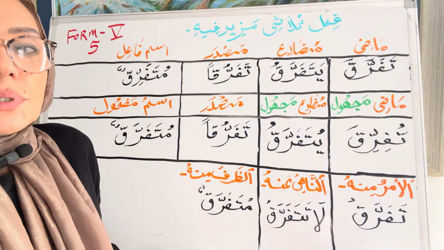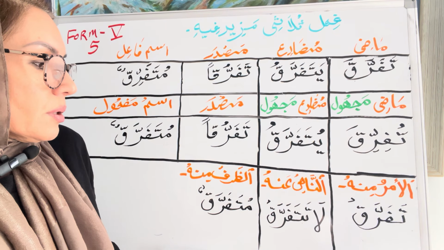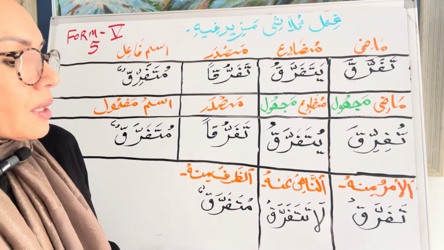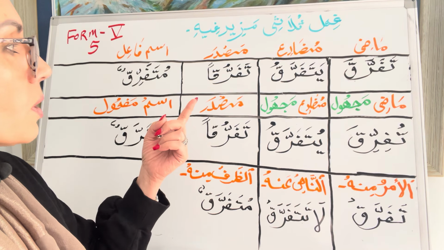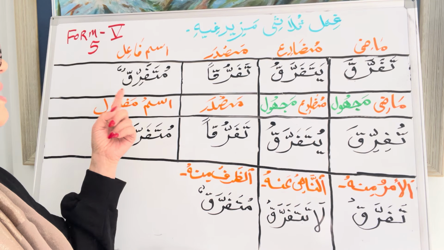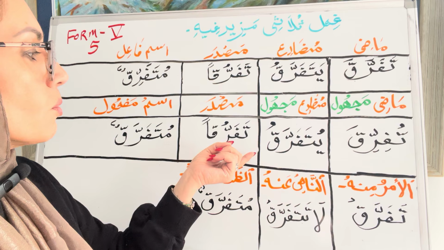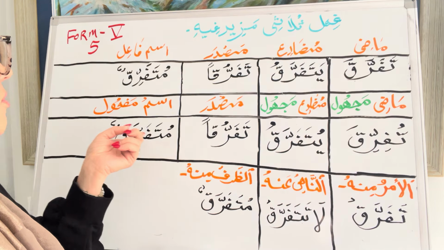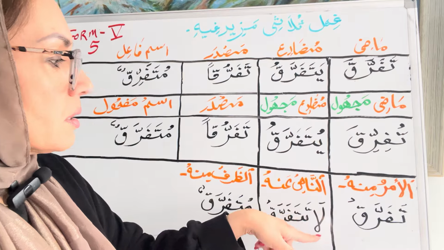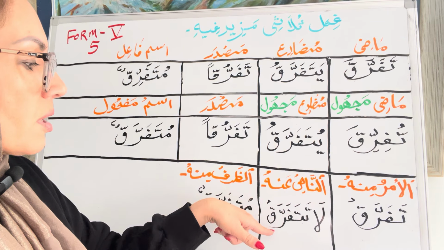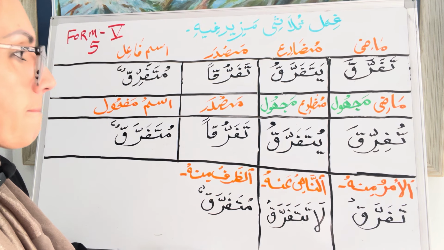You can use something a little bit more simple. So it's just easy to pronounce, inshallah. But let's go over it one more time. تفرق يتفرق تفرقا متفرق. الأمر منه تفرق والنهي عنه لا تتفرق. الظرف منه متفرق. All right.